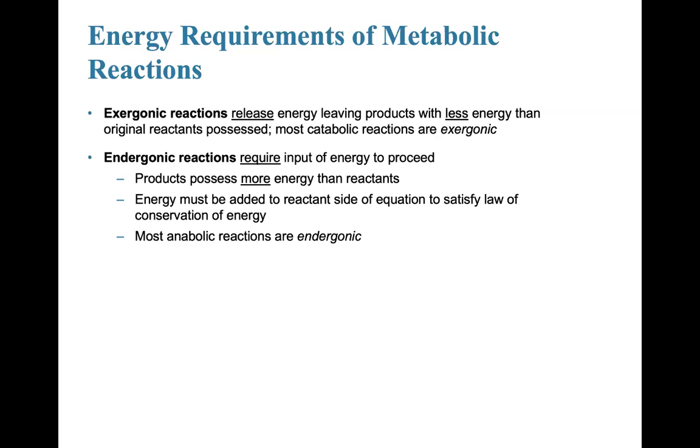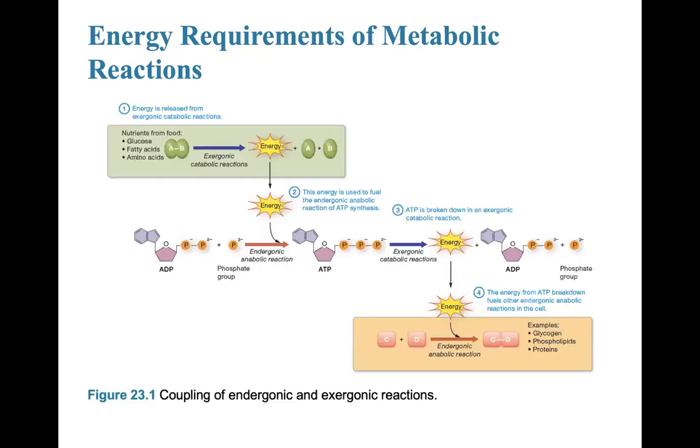Endergonic reactions require the input of energy to proceed. These products possess more energy than the reactants. Energy must be added to the reactant side of the equation to satisfy the law of conservation of energy. Most anabolic reactions are referred to as endergonic. So here we have energy is released from an exergonic catabolic reaction. Okay, and on the bottom we have energy from ATP breakdown, and it's going to fuel an endergonic anabolic reaction. And in the middle, you have the production and storage in the form of ATP.